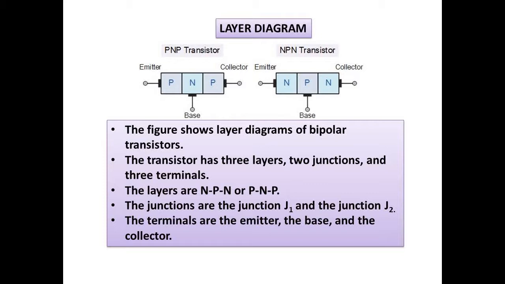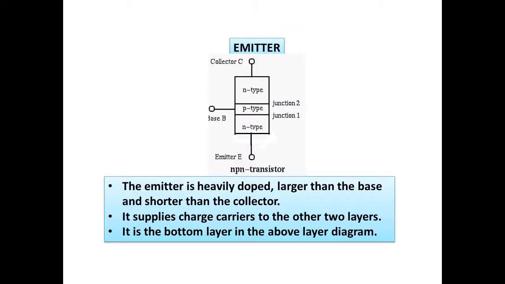The transistor has three layers, two junctions, and three terminals. The layers are NPN or PNP. The junctions are the junction J1 and the junction J2. The terminals are the emitter, the base, and the collector.